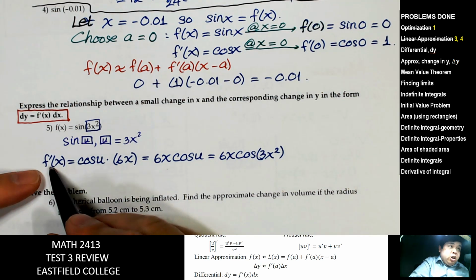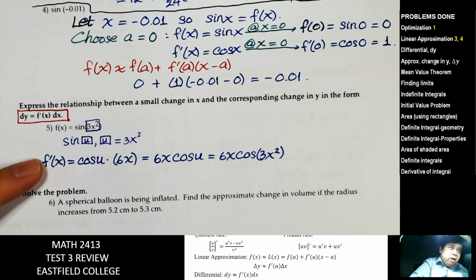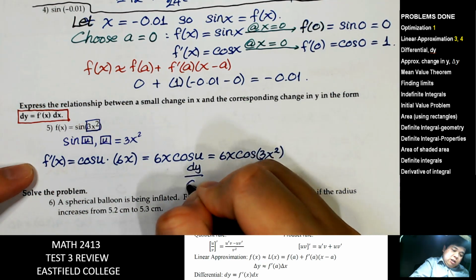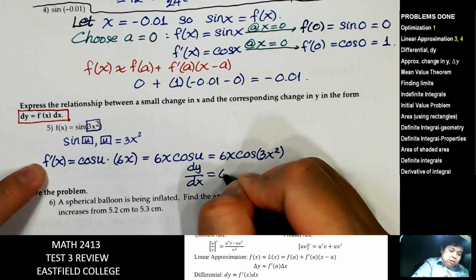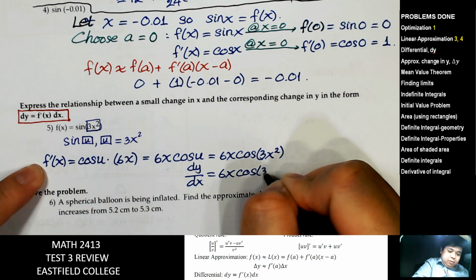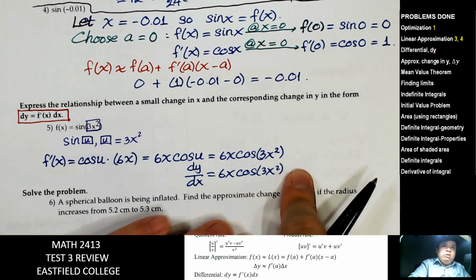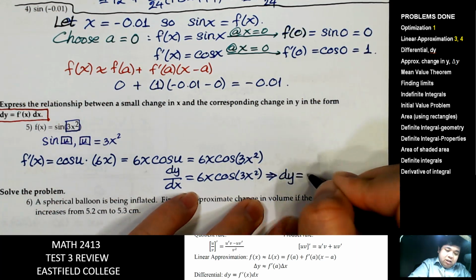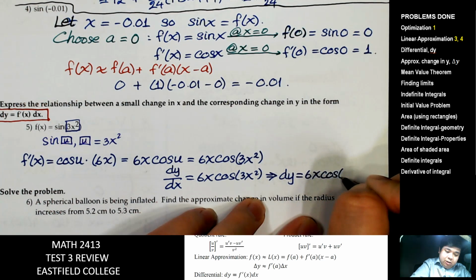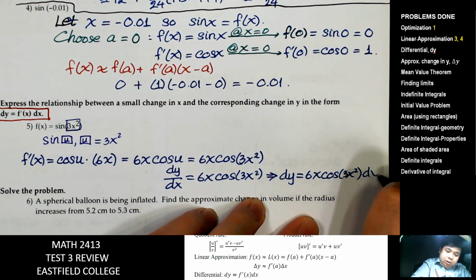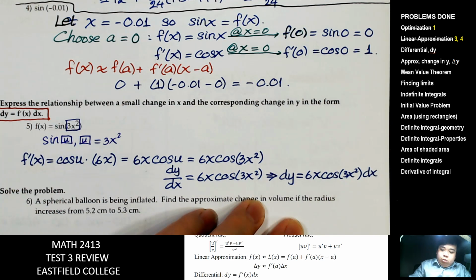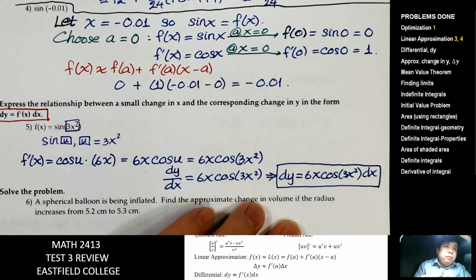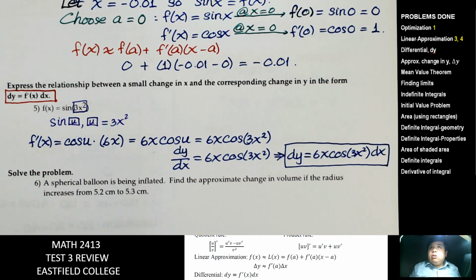Now if we write the different notation for the derivative, instead of f prime of x, we write dy over dx. Then we move the dx over, and that gives us the differential dy in terms of dx. So pretty much just that. That is the differentials.